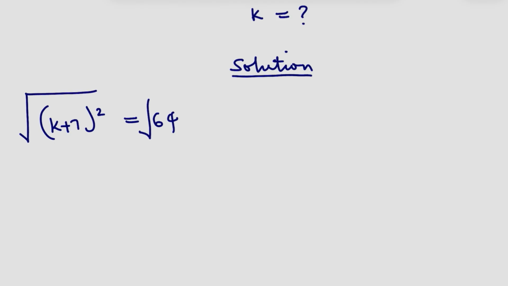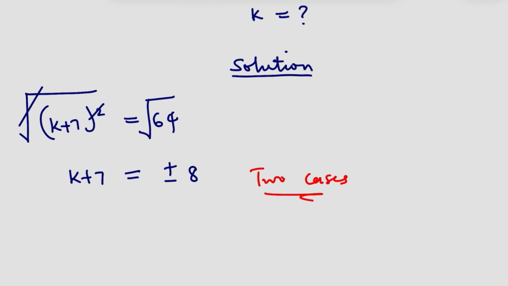Like this. And remember, when you find the square root of the right hand side, you have to include plus or minus in your solution. This is important. The square root of 64 is 8, so we have plus or negative 8. So we would have k + 7 on the left is equal to plus or minus 8. So this gives us two cases, and we are going to address each of them respectively.